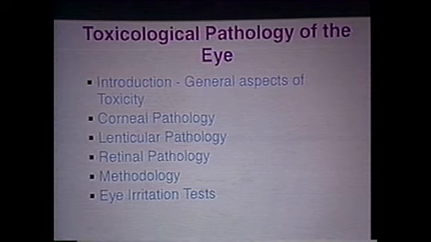Then I would like to concentrate on three anatomical portions of the eye which are often found to be the most important with regard to toxicology, that being the cornea, the lens and the retina. I'll then follow on by a few words about the methodology and finish up talking about eye irritation tests.